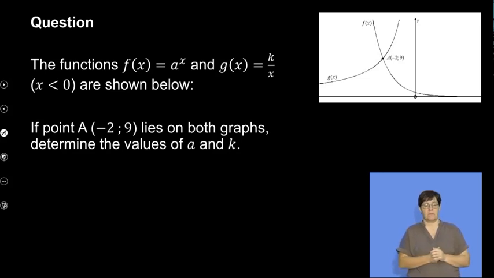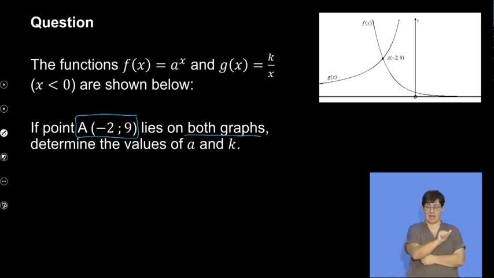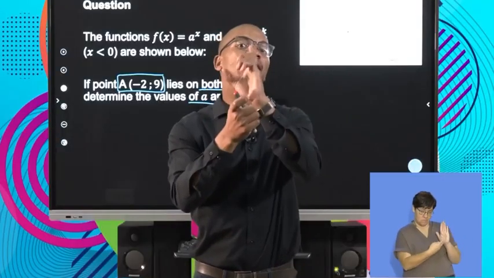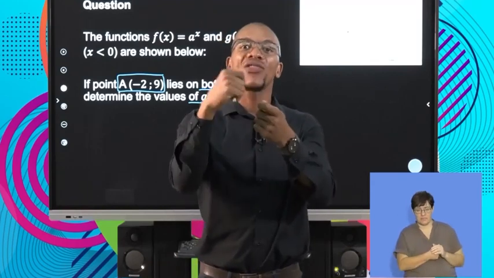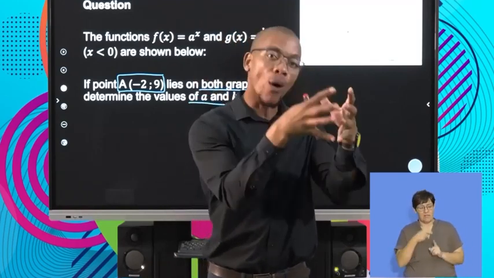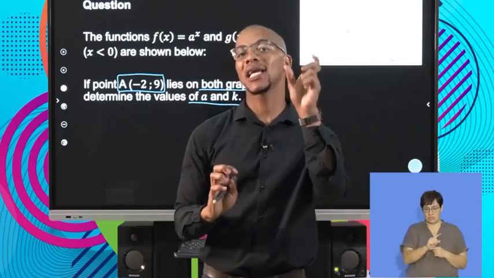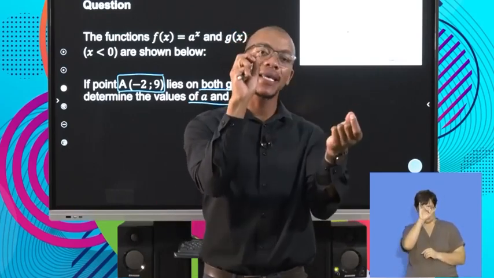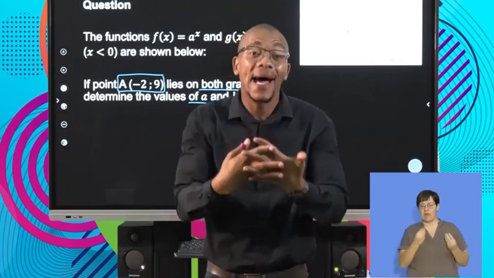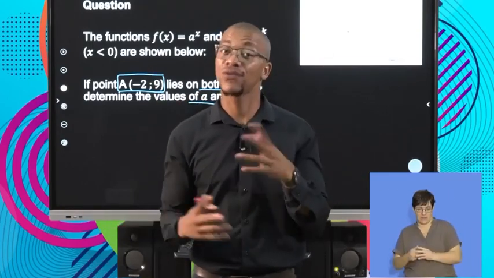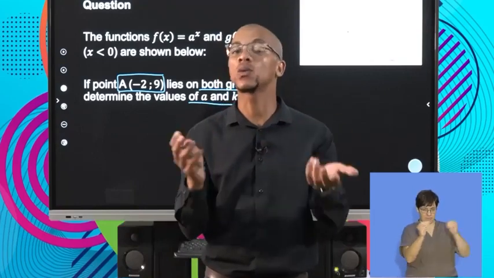If point A, which is this one, lies on both the graphs, we need to find the value of a and k. Guys, just looking at this already, I have a point that lies on the graph and I must find an unknown. It means I do know what the x and the y is at a certain point, even though I don't know what the other variables are. So what I can do is take that point, substitute it where x and y are, and see if I will have one unknown, which is the variable that they want me to find. If not, then I will attempt another method. But for now, let's look at substituting and see if it will actually work.